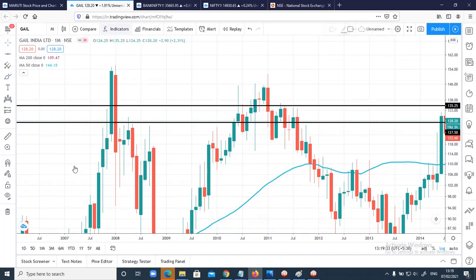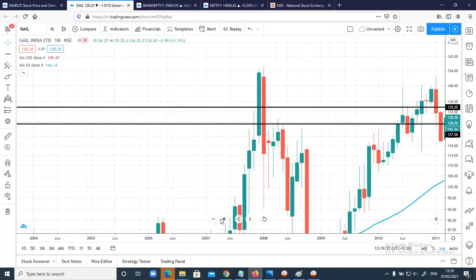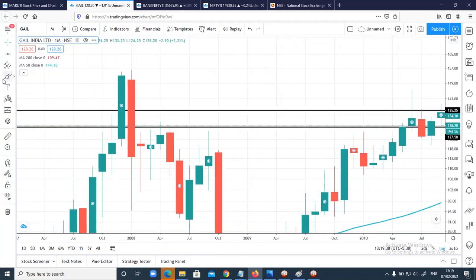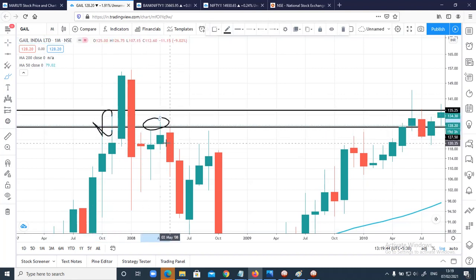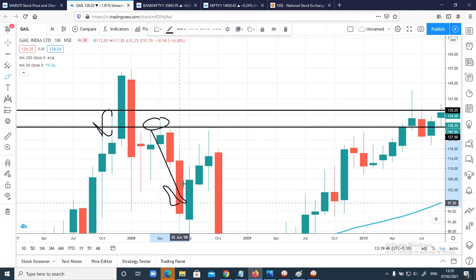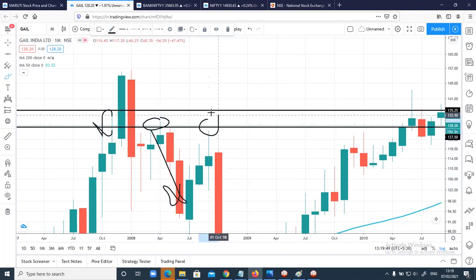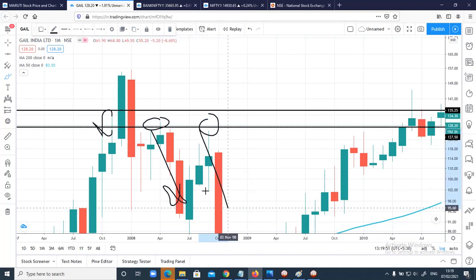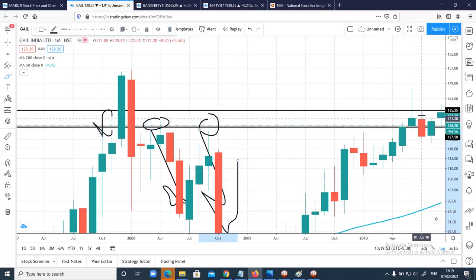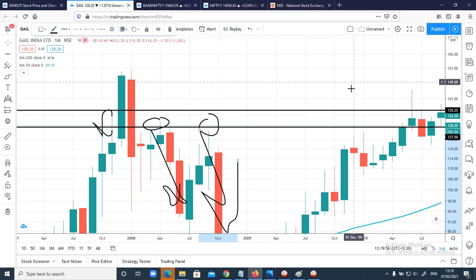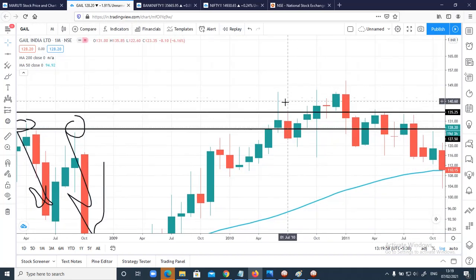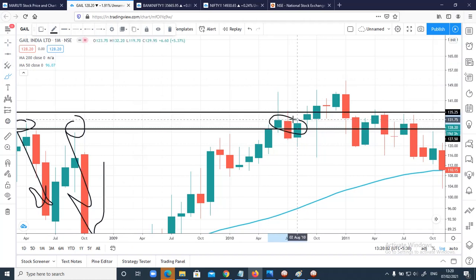Let me mark the resistance and show you. Yes, you can see here it has acted as resistance and there was a drop here, and then again there was a resistance and then a drop. In the next 2 months it had fallen down. Here prices came near this level and then dropped again. Now at this level you can see we have seen a rejection. So this zone will work out to be a tough resistance zone for now.